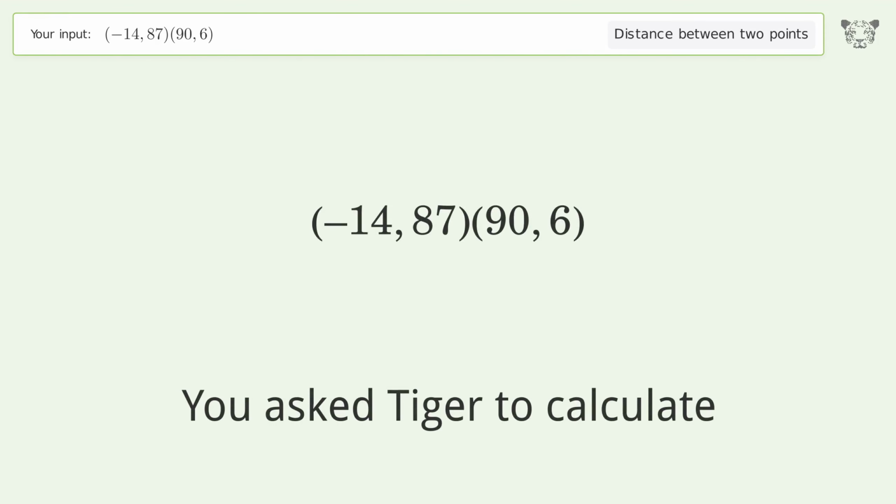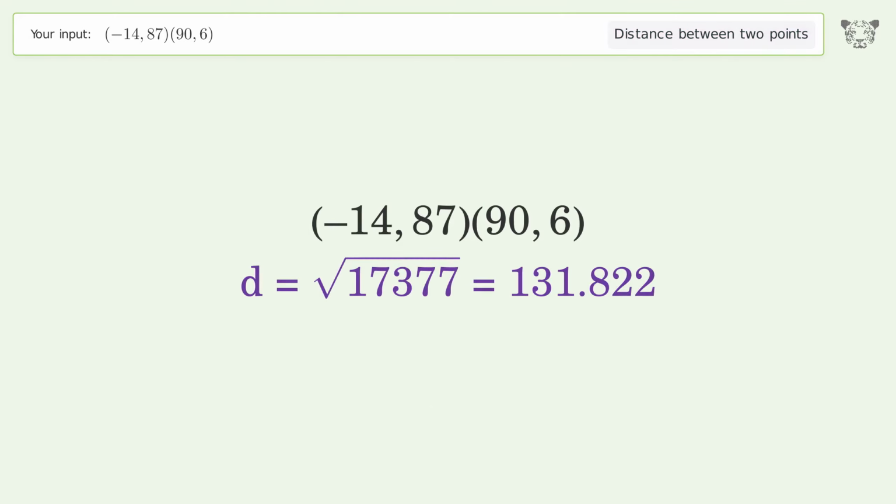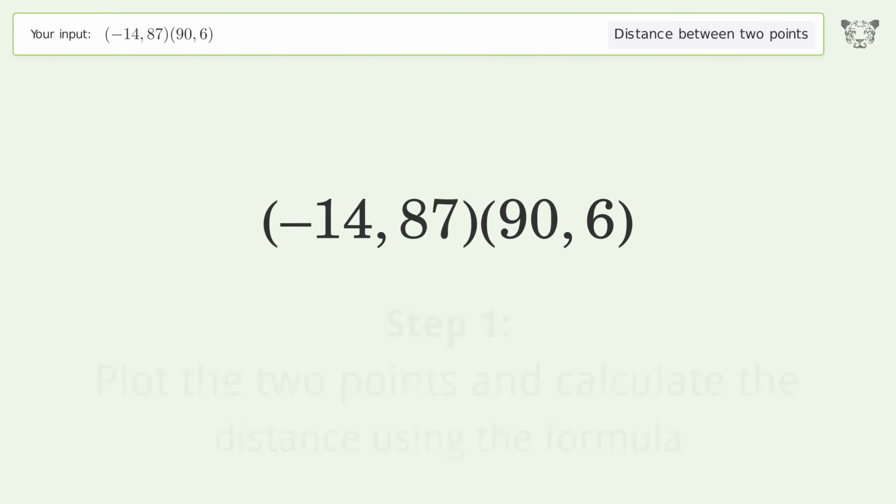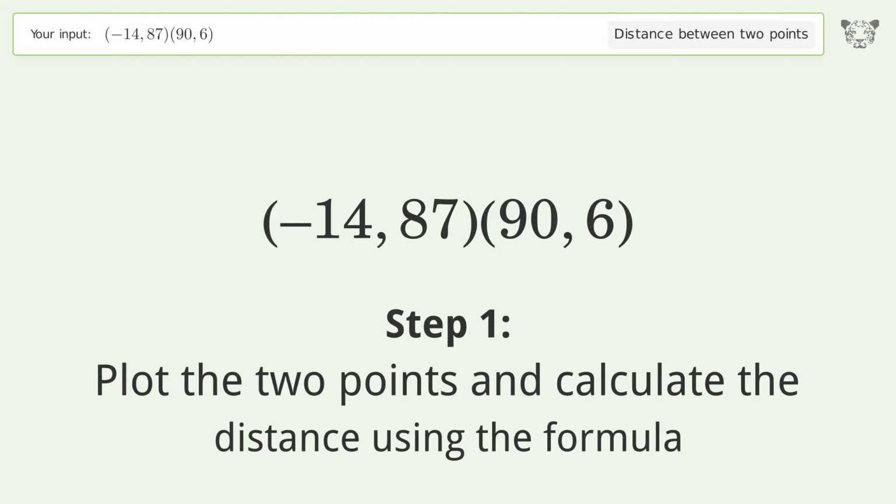You ask Tiger to calculate the distance between 2 points. The distance between the 2 points is the square root of 17,377, or 131.822. Let's solve it step by step. Plot the 2 points and calculate the distance using the formula.